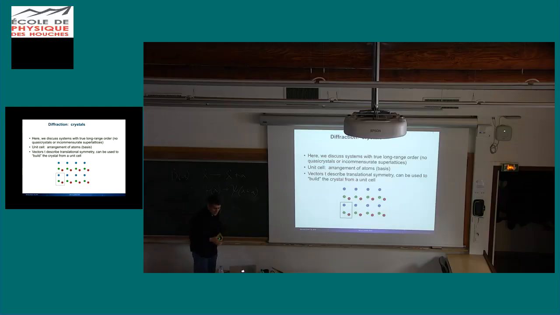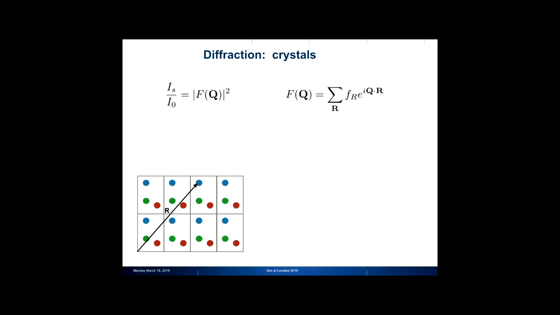All right, so I'm going to talk only about systems with true long-range order. You can generalize some of what I talk about to quasi-crystals or incommensurate superlattices, but I don't want to talk about that because it gets complicated. You essentially have a unit cell, and then you repeat that unit cell using particular translation vectors, which I'm going to call bold T, to build the crystal from the unit cell. Okay, so that's hopefully pretty clear so far, so I'm not going to deal with that a lot.